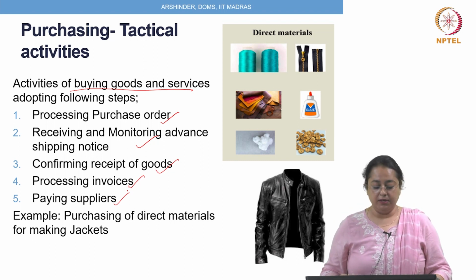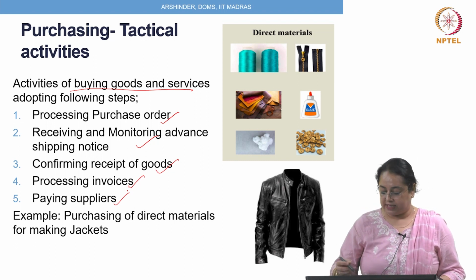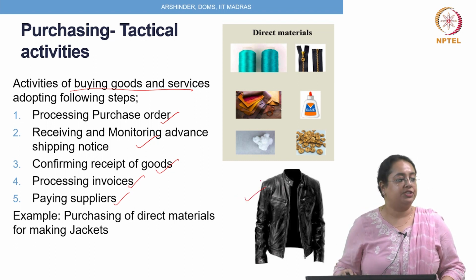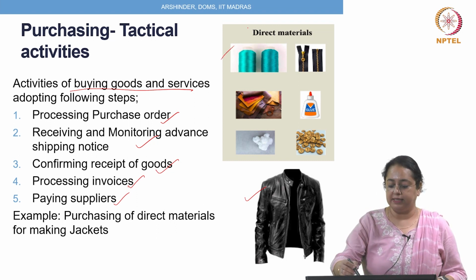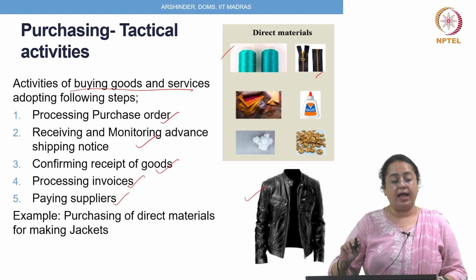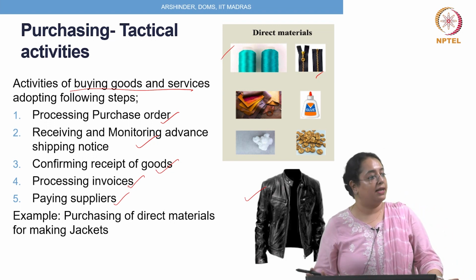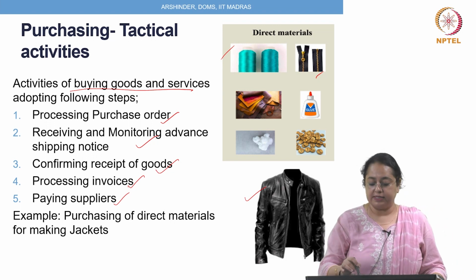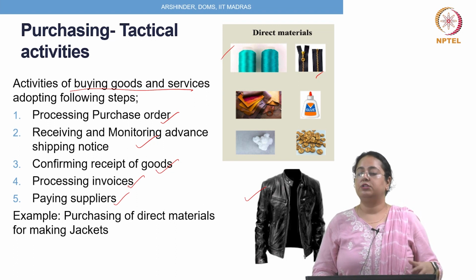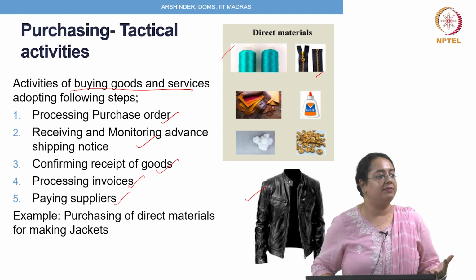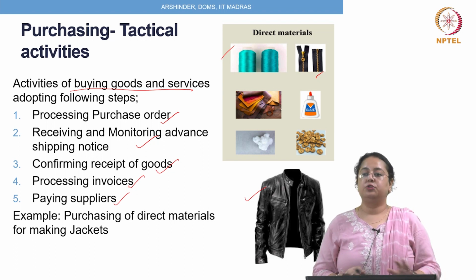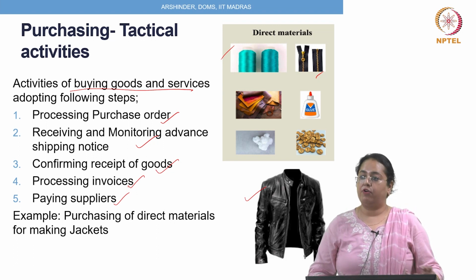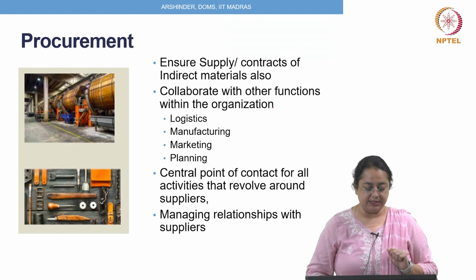For example, if there is a company making jackets, they would purchase all the direct materials, let us say thread, zips, and all the fabric or leather. So, these are the purchasing activities. We also say that these are the tactical activities under sourcing and supply management. When we perform these activities, it is called purchasing.